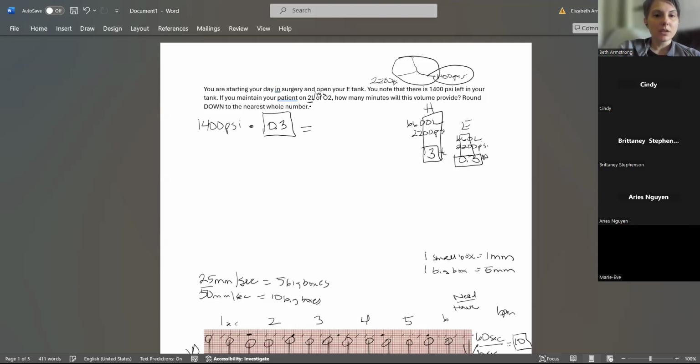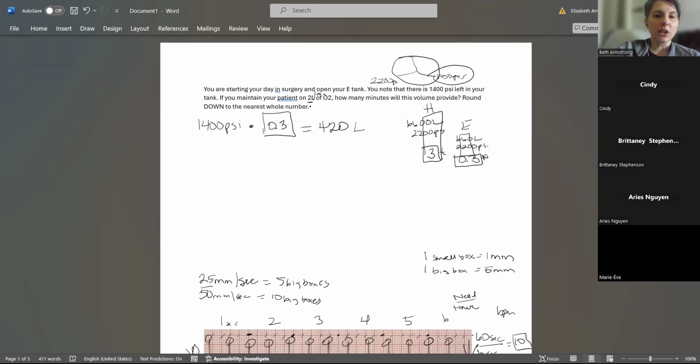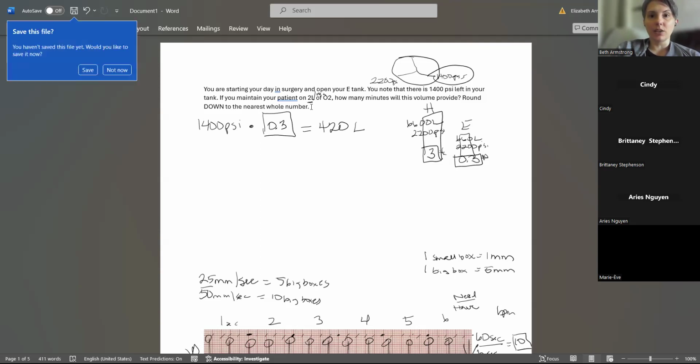Okay. So when we take that 1400 times 0.3, we get 420 liters. Okay, so that's how many liters are left in our tank.